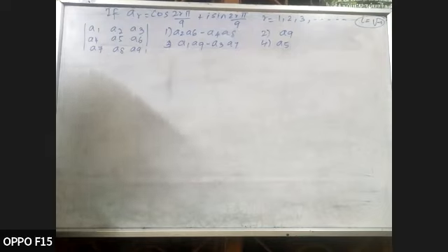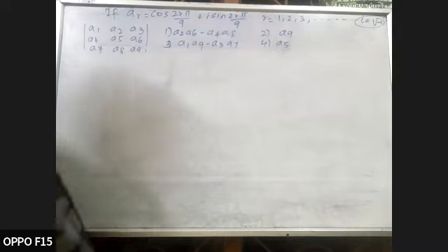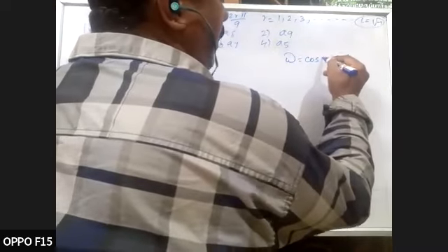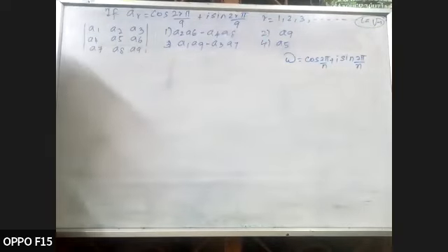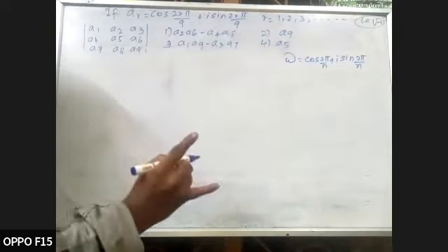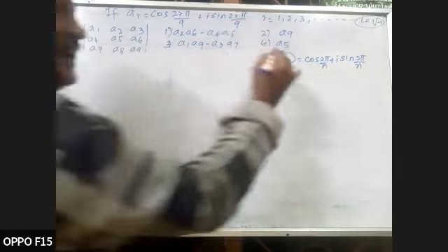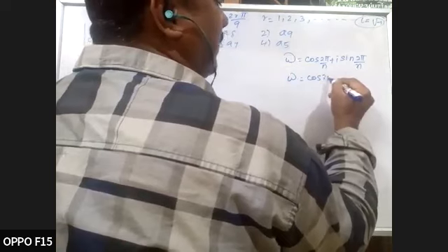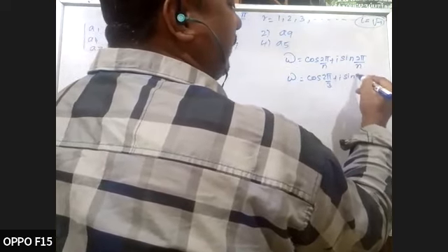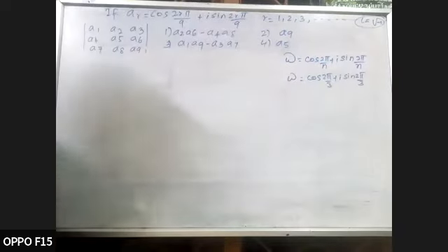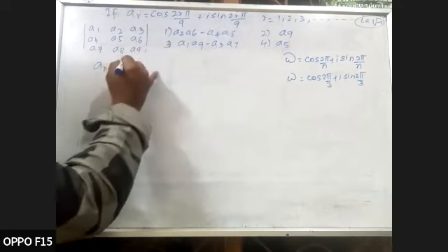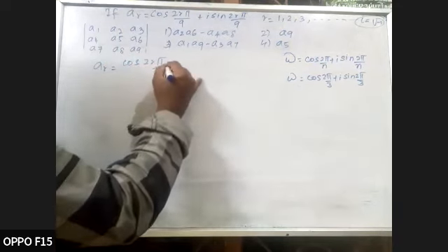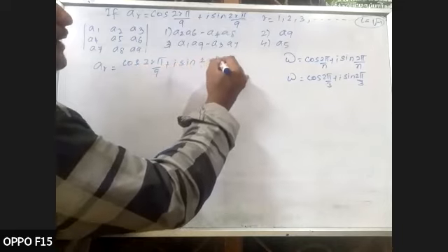Can anyone tell? We studied in complex numbers: omega = cos(2π/n) + i sin(2π/n). This is called the nth roots of unity, where the omega value is cos(2π/n) + i sin(2π/n). Here omega = cos(2π/3) + i sin(2π/3), then we can say this is called the cube roots of unity. Now what is this a_r? What is cos(2rπ/9) + i sin(2rπ/9)?